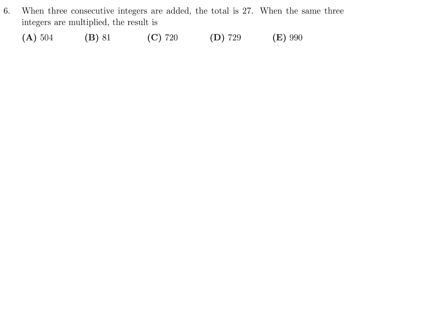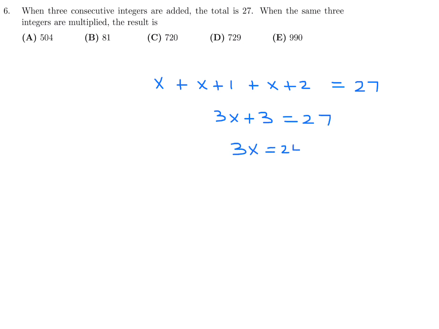When 3 consecutive integers are added, the total is 27. When the same 3 integers are multiplied, the result is. So I'll let my integers be x, x plus 1, and x plus 2, because there are 3 consecutive integers, and they are equal when added to 27. So this equation leads me to 3x plus 3 is equal to 27, and therefore 3x is equal to 24, x is equal to 8. So my integers basically are 8, 9, and 10.